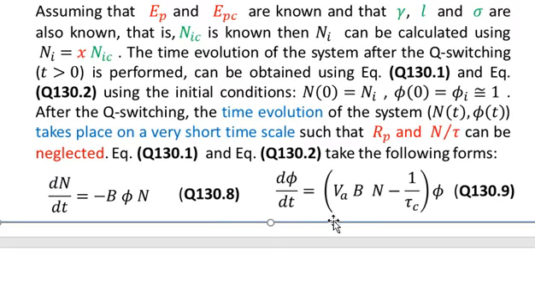So these two equations will help us to develop the time evolution of the system. That is, we can solve these two equations for the value of N as a function of time and phi as a function of time. So this will give you the time evolution of the system. And time evolution of the system means that we want to see what happens to the system after the Q switching process, that is after t equal to 0 is set, and then we have these two equations over here.